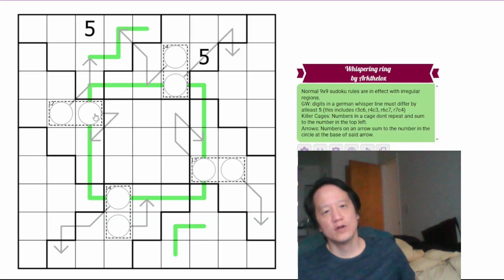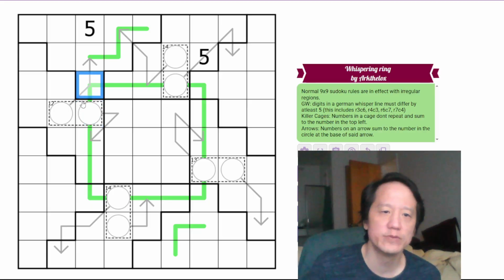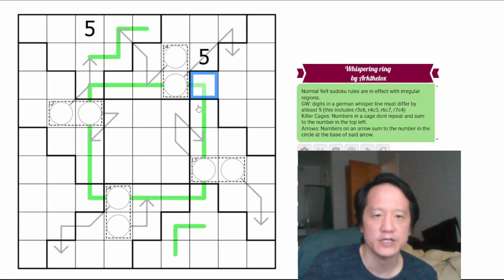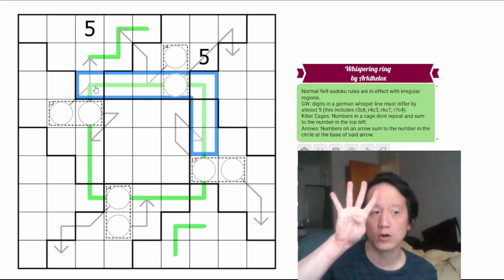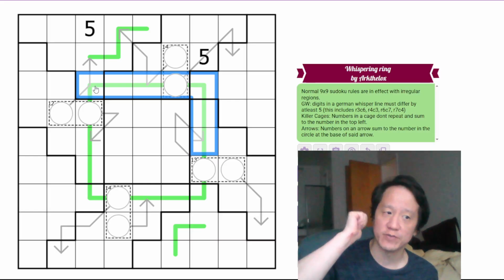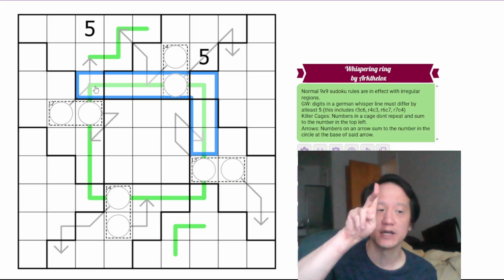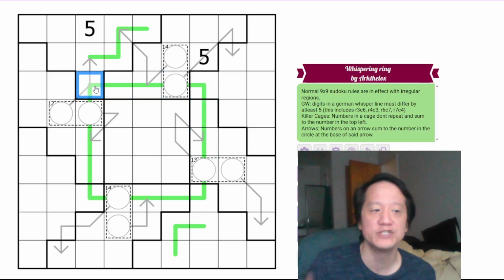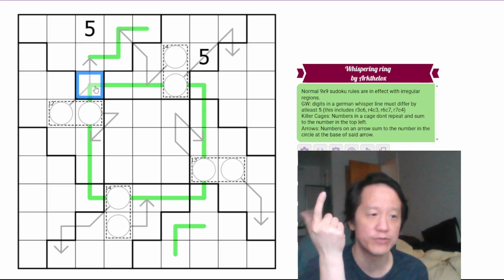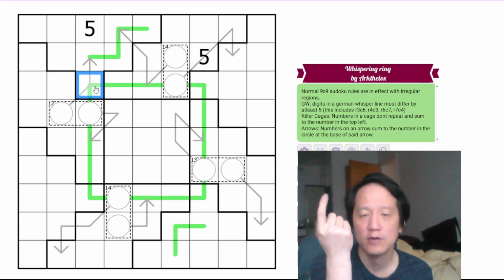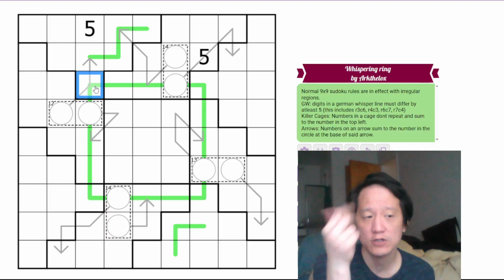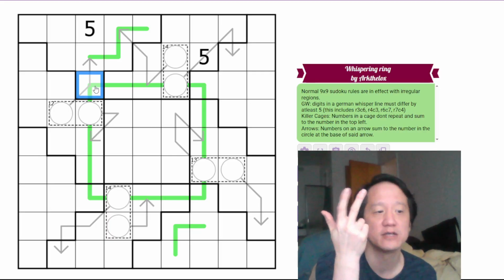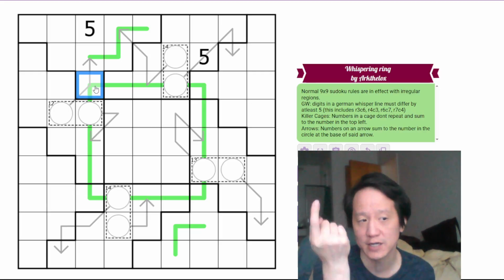Okay. So on a German whisper line, what you need to know is that if you have a low digit, which we count as 1 through 4, it must be next to a high digit, which is 6 through 9. And the reason we know that is what digits can be next to a 1 through 4 on a German whisper line. 1 could be next to 6, 7, 8, 9, because those are 5 or more away from 1. 2 can be next to 7, 8, 9, 3 can be next to 8 or 9, and 4 can only be next to 9.